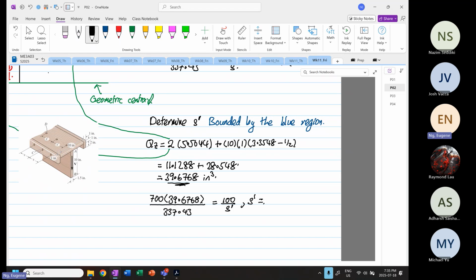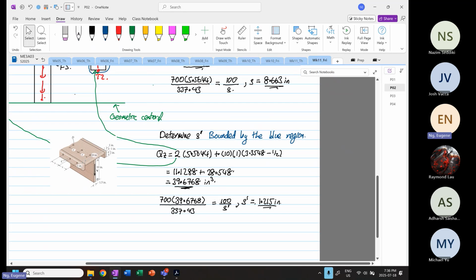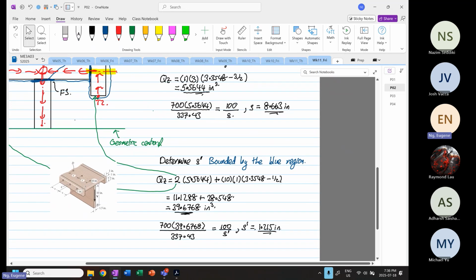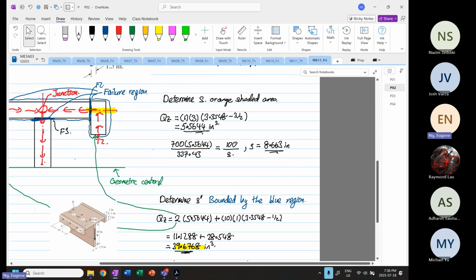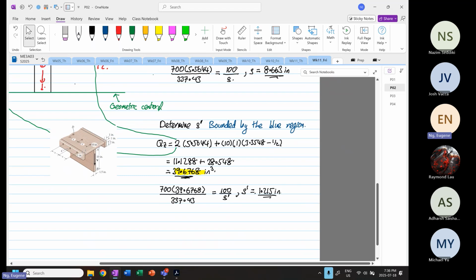39.6768, 1.215. Okay, 1.215. So you can see that the spacing at the S prime is smaller. Why? It's taking a much higher first moment of area compared to the smaller part. Okay, so this answer is correct.